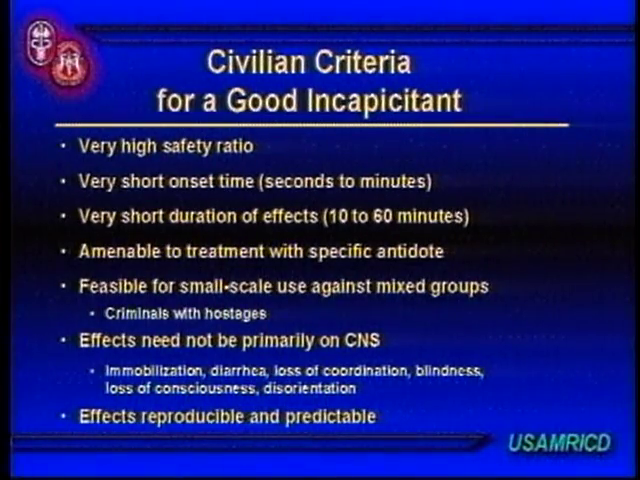Well, let's look at it from a civilian standpoint. Okay, very short duration of effects, less than an hour. It would be nice also if we had a specific antidote so that if any of the hostages really got a little bit of an overdose, we'd have something immediately to give to them to make sure that they came out of it all right. And again, reproducible and predictable. So far, that's been a search that's been largely fruitless.